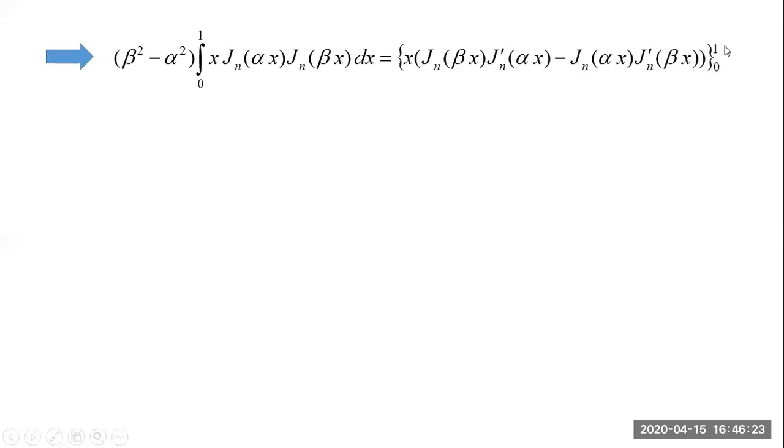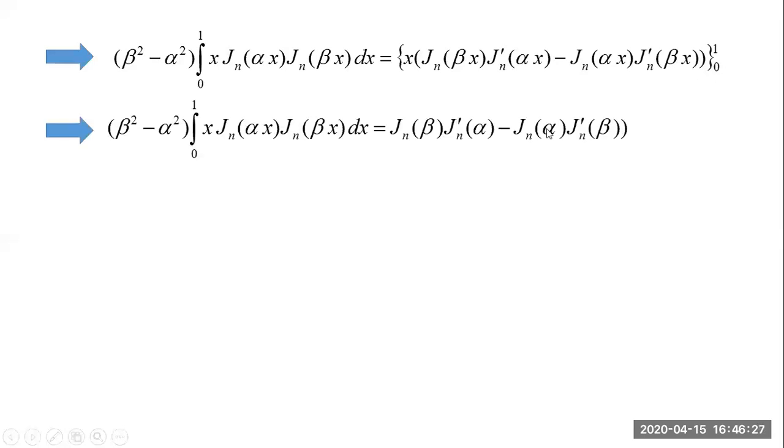Then here substitute x equal to 1, the upper limit, minus x equal to 0. When you substitute x equal to 1, you get 1 into Jn of beta, Jn dash of alpha, minus Jn of alpha, Jn dash of beta. And minus the lower limit x equal to 0. So x equal to 0, we get 0 into this whole thing. So the entire term becomes 0.